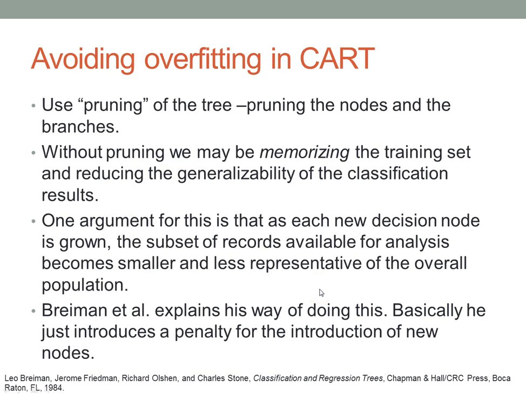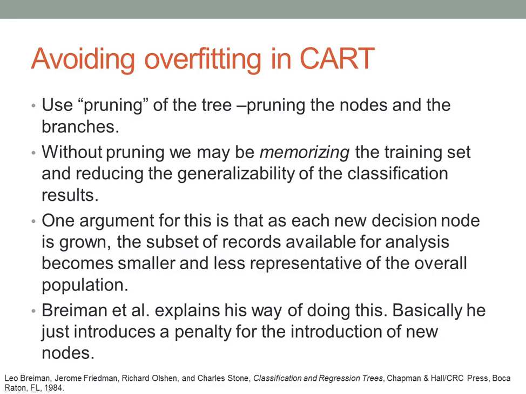One argument for this is that as each new decision node is grown, the subset of records available for analysis becomes smaller and less representative of the overall population. Right? So as you go down in the tree, you're getting a less representative sample of data. Therefore, you're less likely to have a general result because you're only using a limited number of records as you go down in the tree, right?